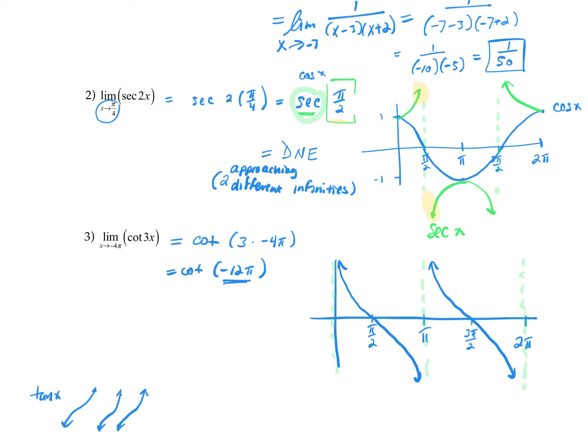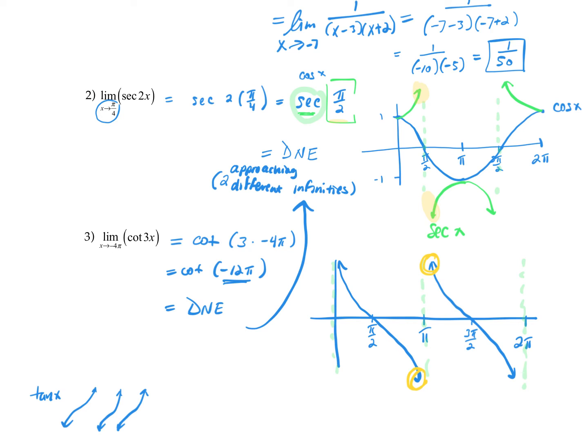For instance, at 1 pi, on the left-hand side, we're approaching negative infinity. On the right-hand side, we're approaching positive infinity. Right? This is the behavior that is going to happen at every multiple of pi. So we would say our limit does not exist. And it's for the same reason as number 2. We're approaching two different infinities.